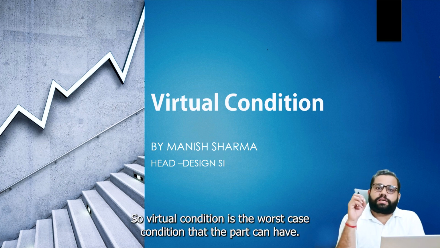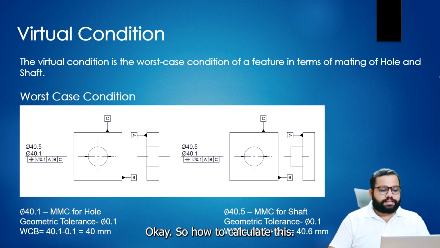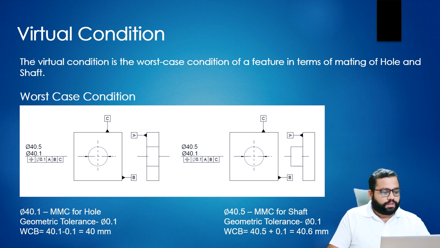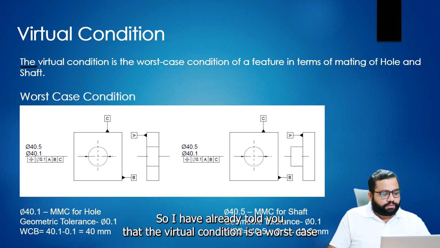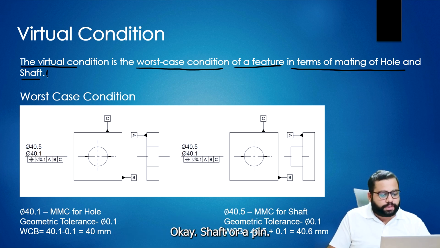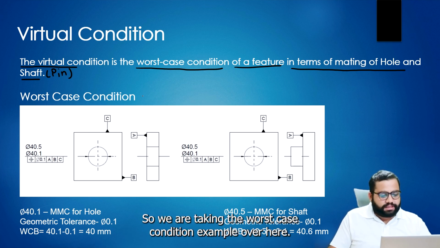So virtual condition is the worst case condition that the part can have. So how to calculate this? We will take one example first of all. I have already told you that the virtual condition is a worst case condition of a feature in terms of mating of a hole and a shaft. Shaft or a pin, both are the same thing. So we are ensuring the assembly, and we are taking the worst case condition example over here.